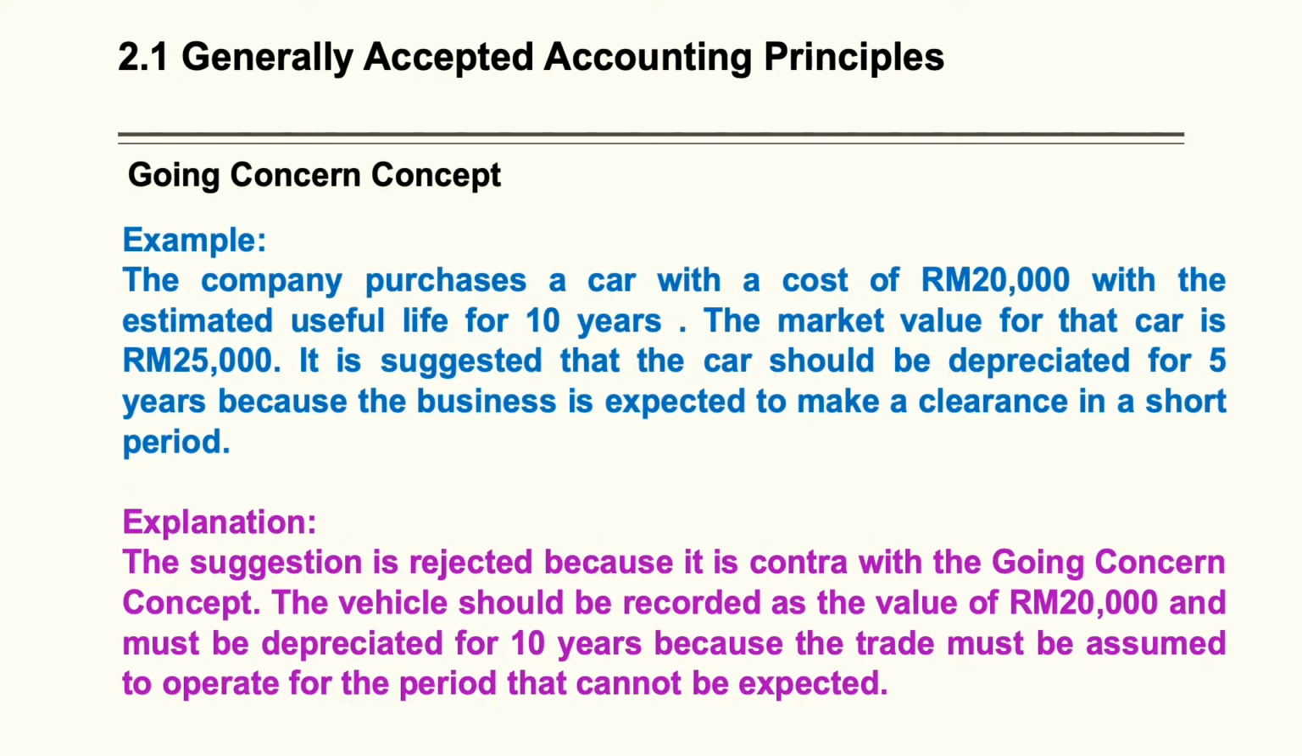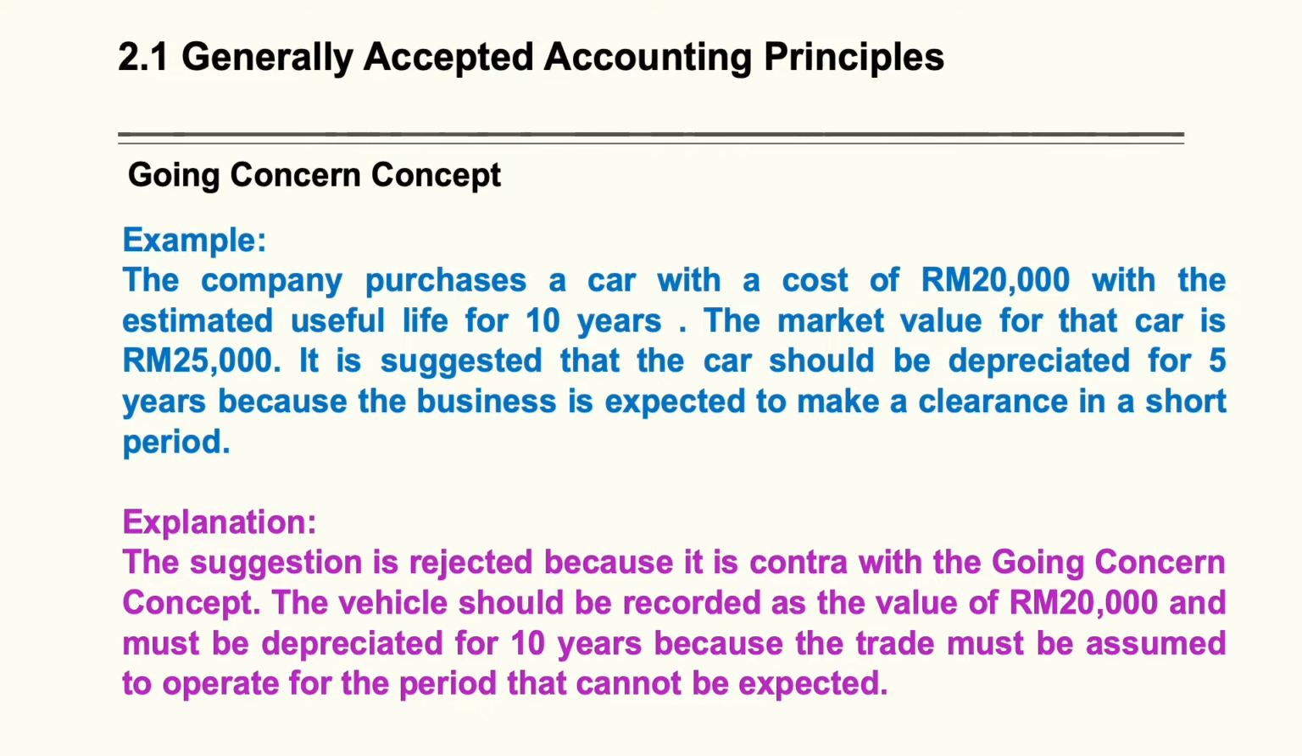The company purchased a car with a cost of RM 20,000 with an estimated useful life of 10 years. The market value for the car is 25,000. It is suggested that the car should be depreciated over 5 years because the business is expected to make a clearance in a short period. So can we do that? Based on this going concern concept, this suggestion is rejected because it contradicts the going concern concept.